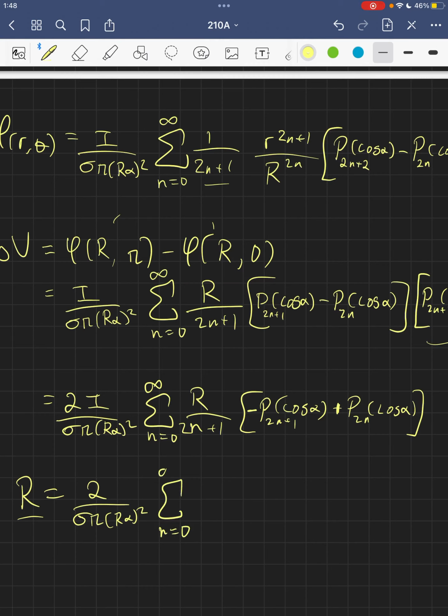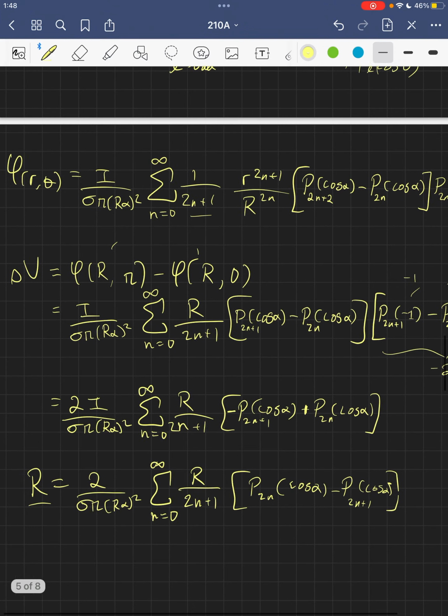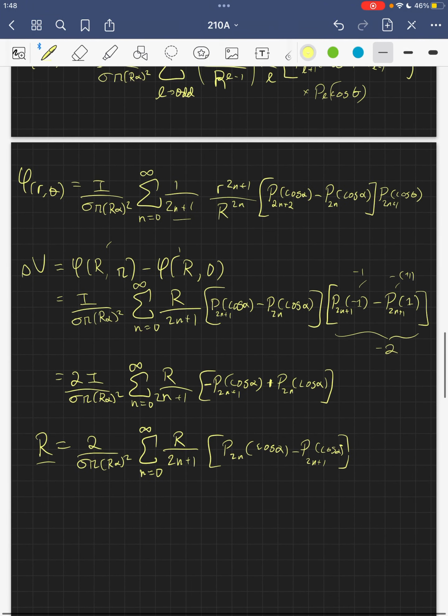Sum over n equals 0 to infinity, radius R over 2n plus 1, P_2n cosine alpha minus P_2n plus 1 cosine alpha. And that is our final answer. Okay, this is the total resistance.